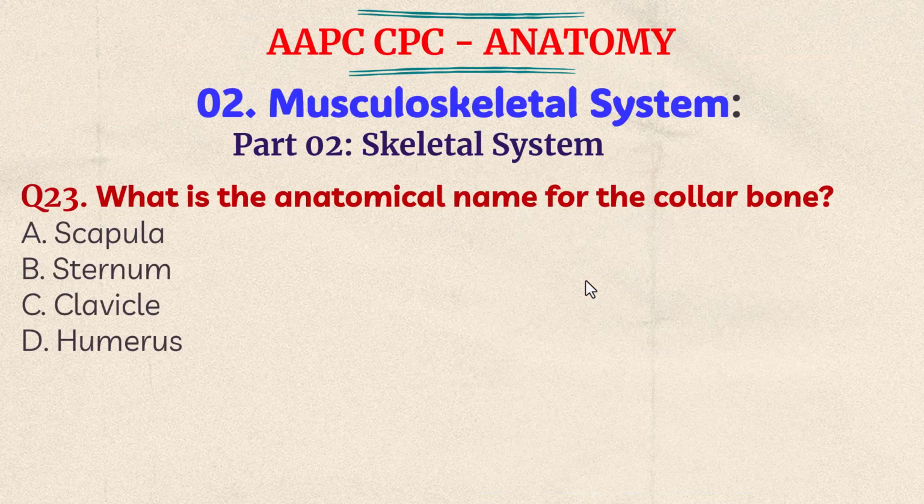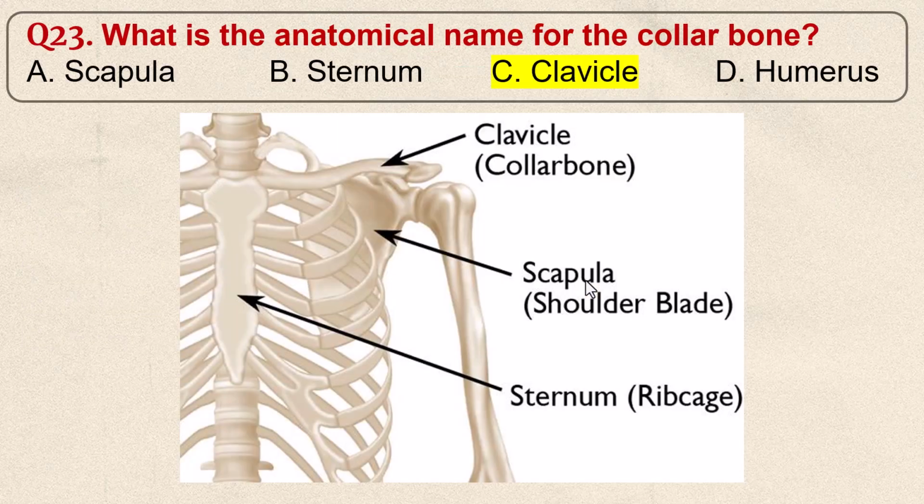Question number 23. What is the anatomical name for the collarbone? A. Scapula, B. Sternum, C. Clavicle, D. Humerus. The correct answer is C. You can see the clavicle here. This is called the collarbone. The clavicle is the scientific name for the collarbone, which connects the sternum to the scapula.